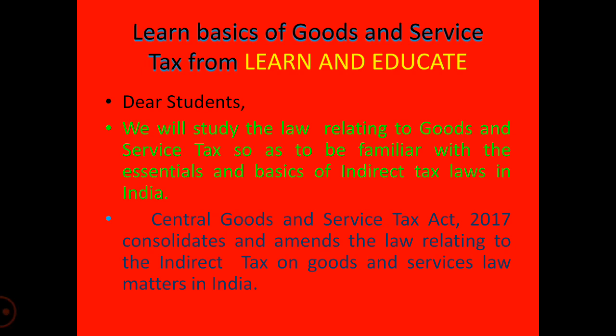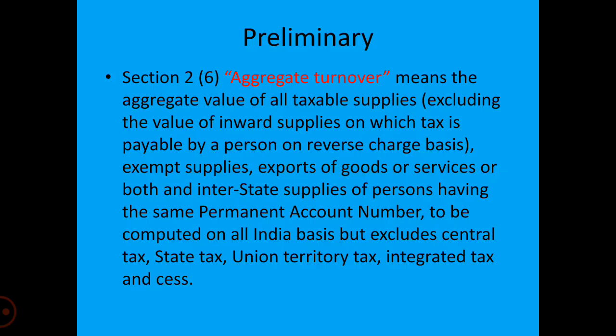We were studying a few basics about the goods and service tax law in India, continuing with section 2 clause 6, aggregate turnover. Aggregate turnover means the aggregate value of all the taxable supplies made by a supplier of goods or services. It includes exempt supplies, export of goods or services, or both. Aggregate turnover includes interstate supplies of persons having the same PAN, calculated on an all India basis.